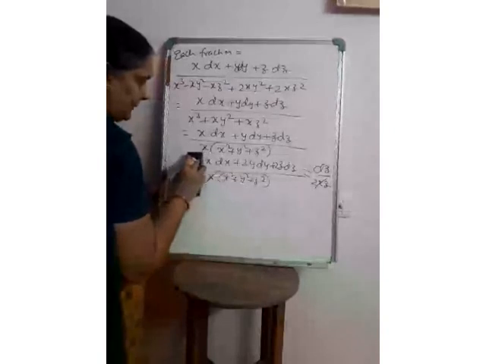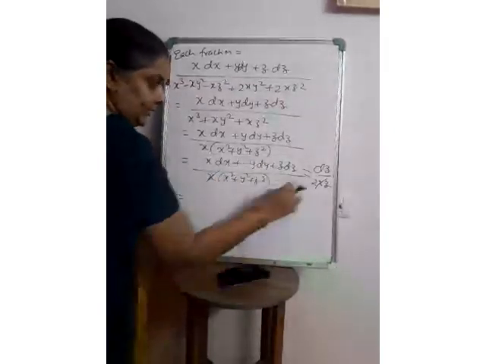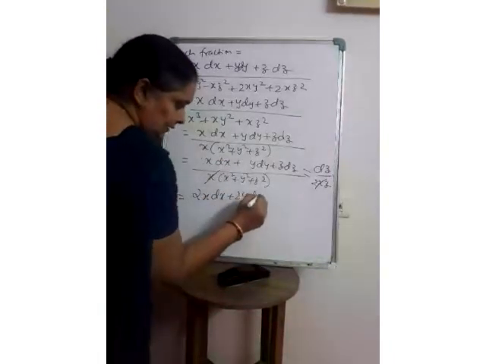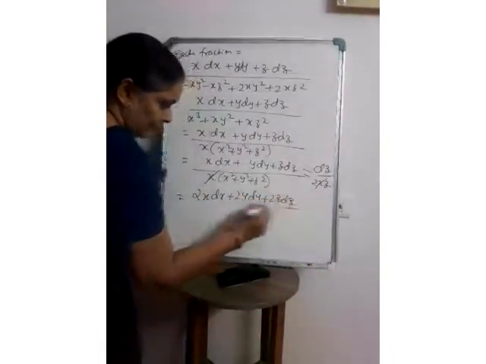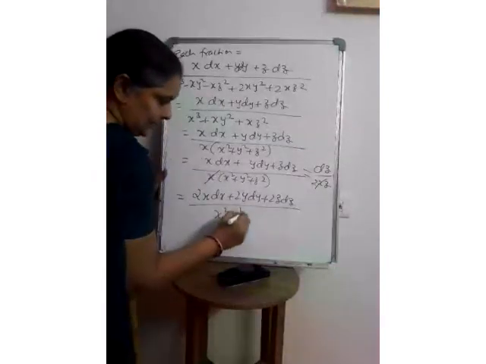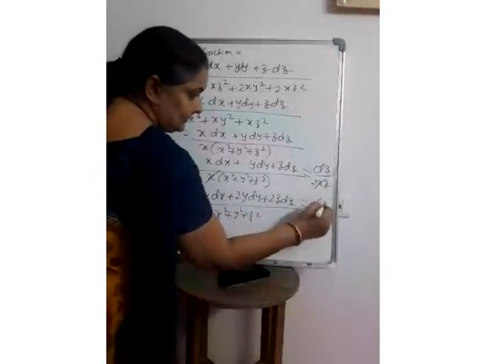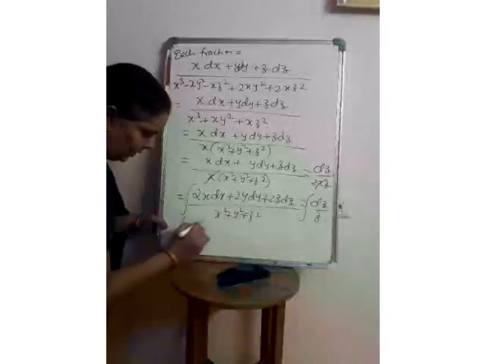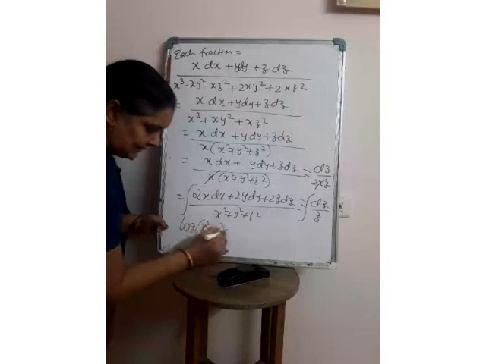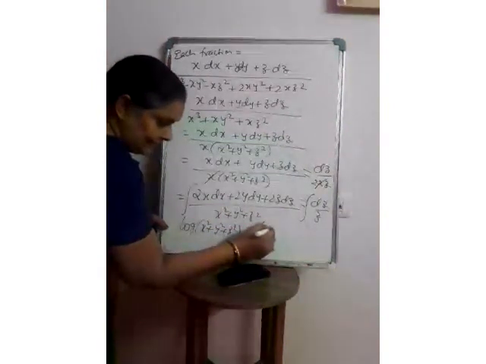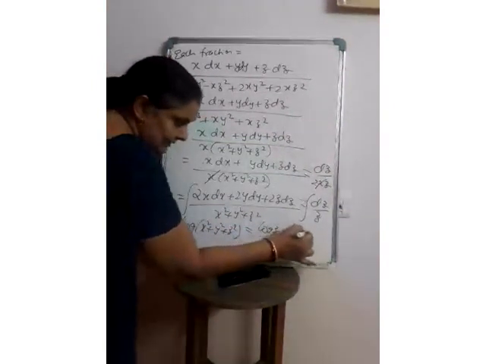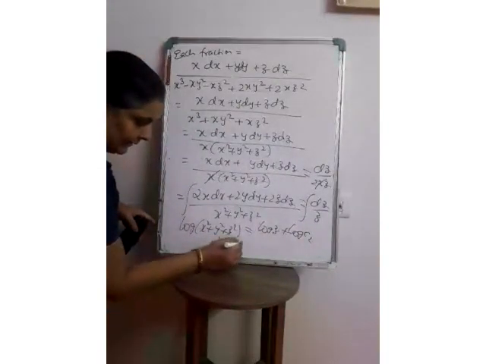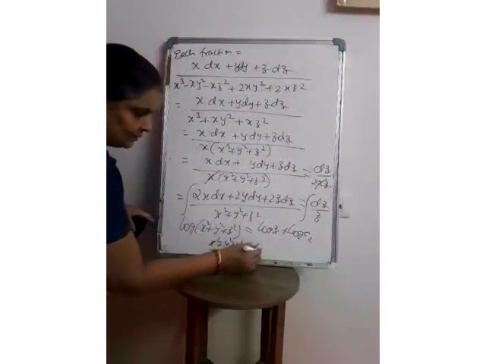Instead of multiplying it, I'll bring this 2 here. 2x dx plus 2y dy plus 2z dz by x square plus y square plus z square is equal to dz by z. So now we can integrate on both sides, f dash by f form. So this will become log of x square plus y square plus z square is equal to log z. Constant we write as log C2. So what will be the value? x square plus y square plus z square by z is equal to C2 will be the solution.